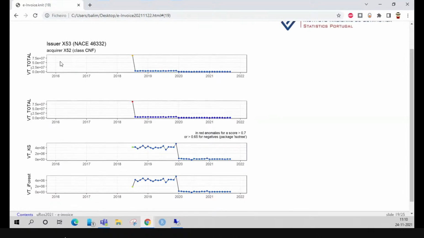Another example is the time series found at level pair. Here they identify an anomaly and the imputed value.